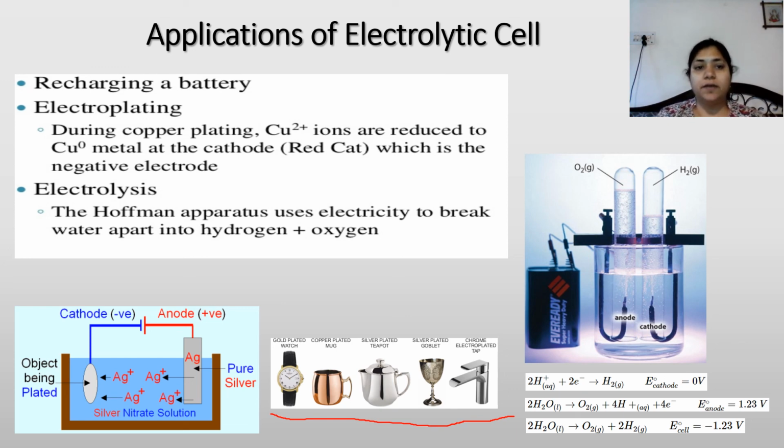Third common example is electrolysis. Electrolysis process means we want to break some chemical into its ions or into its components. Like in case of electrolysis of water, the water is converted into oxygen and hydrogen. So here the electrolysis of water example is given, in which oxygen is produced in the anodic chamber, anodic side, whereas the hydrogen is produced on the cathode side. So this is an example of electrolysis of water. So these are three common examples of the applications of electrolytic cell.